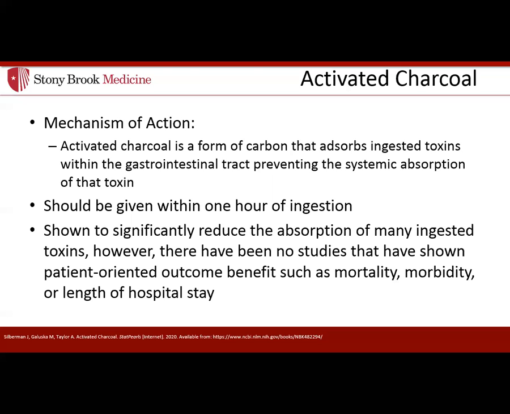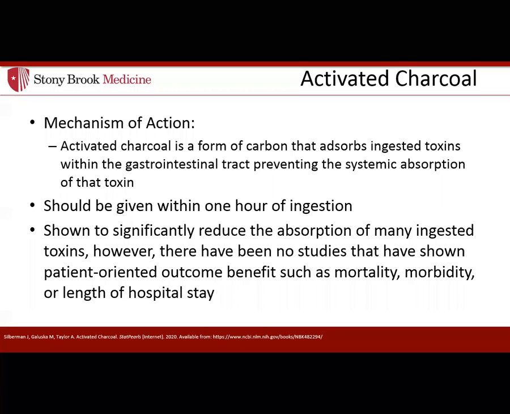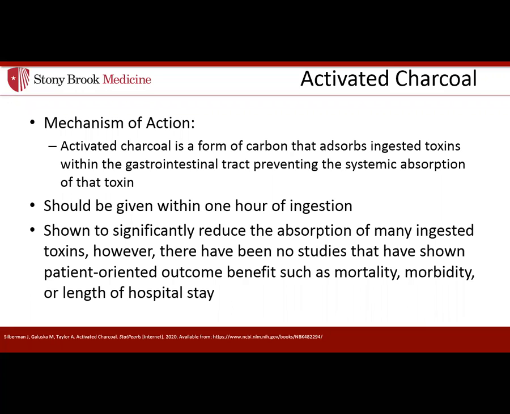So essentially how this works is the toxic substance attaches to the surface of the charcoal. And since the charcoal is not digested or absorbed by the GI tract, it stays in the GI tract and is eliminated when the patient has a bowel movement. The sooner the activated charcoal is given after an overdose, the better it works. The Poison Control Center recommends activated charcoal be given within 1 hour of ingestion. And basically, after 1 hour, the toxin has more than likely reached the small intestine, where the activated charcoal might not adsorb these toxins as effectively.